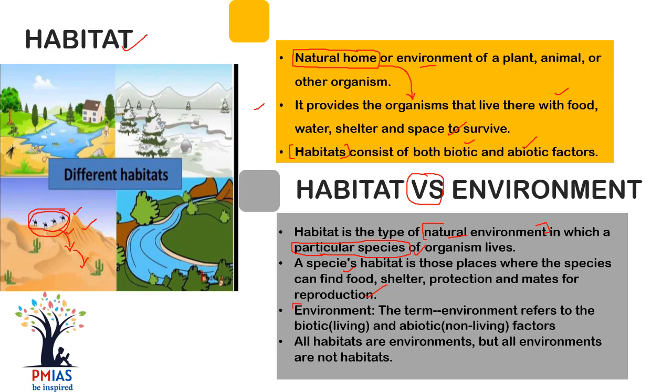Now, what do they say about environment? The environment consists of both living and non-living factors. So the last point is of utmost importance: all habitats are environments. So when we say habitat, yes, it is also a habitat and it is also an environment, but not all environments are habitats. All environments are not habitats. Let us consider this: we can call it an environment, but to call it a habitat, it is not necessary.